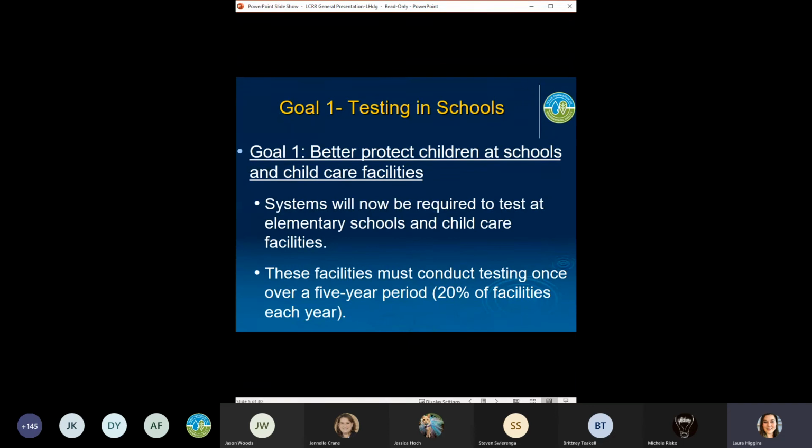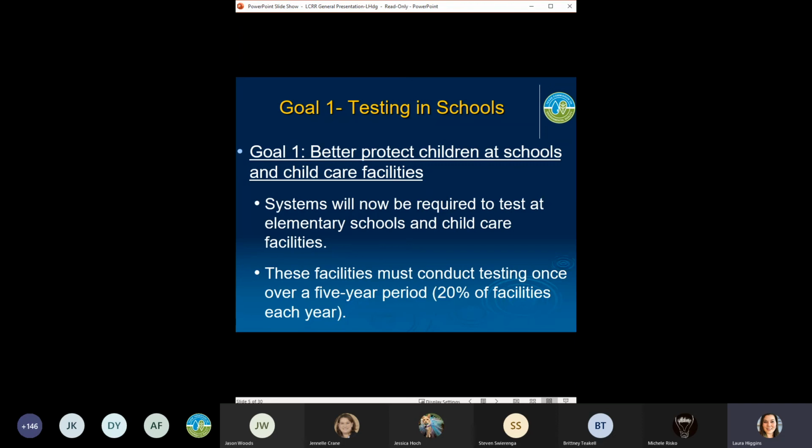So with the first goal, to better protect children at schools and childcare facilities, systems will now be required to test at elementary schools and childcare facilities. To define some of these terms, childcare facility means a location that houses a licensed provider of childcare, daycare, or early learning services to children as determined by the state, local, or tribal licensing agency. A school means any building associated with public, private, or charter institutions that primarily provides teaching and learning for elementary or secondary students. And an elementary school means a school classified as elementary by state and local practice and is composed of any span of grades, including preschool, not above grade 8.